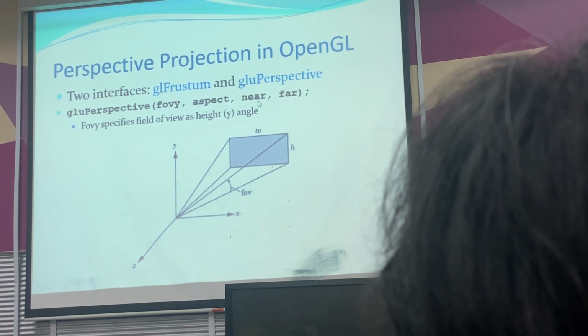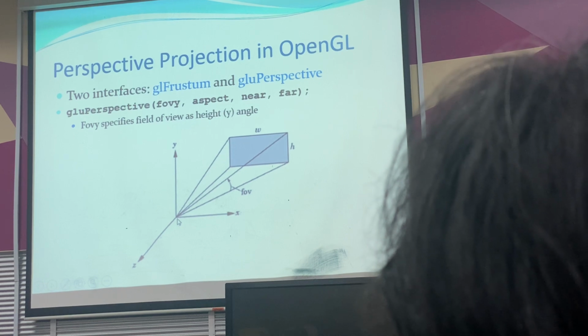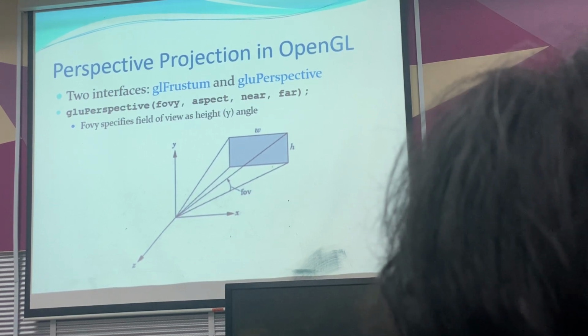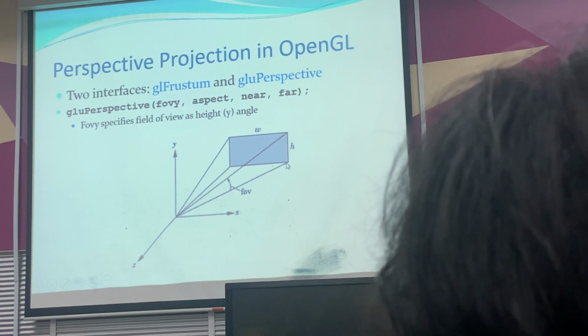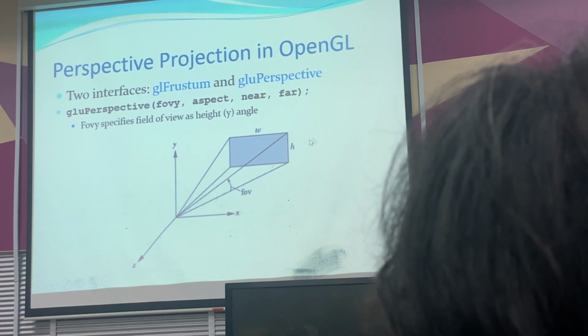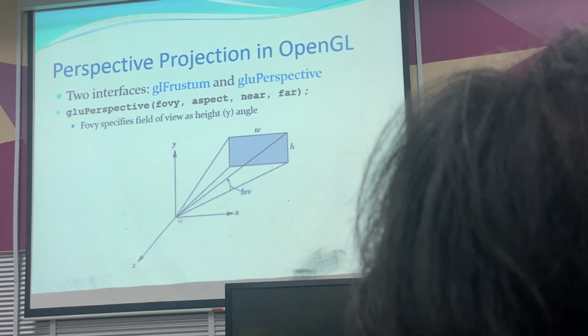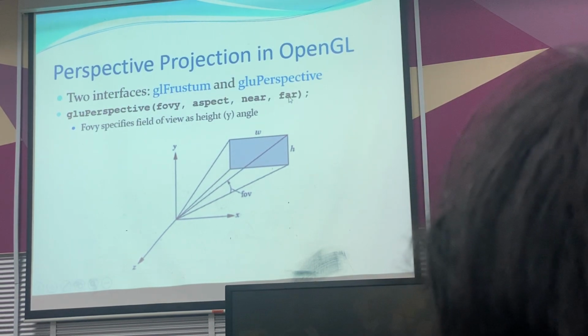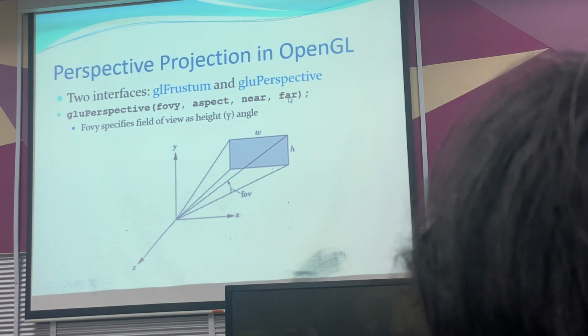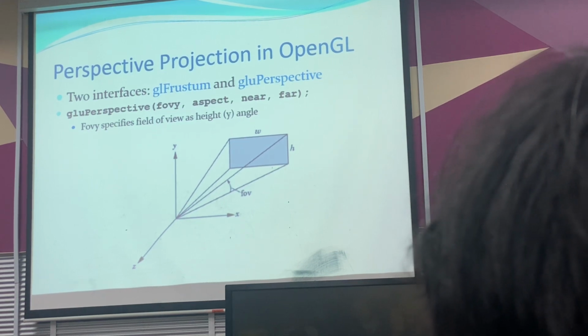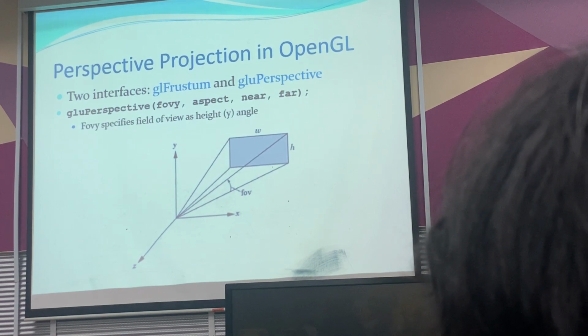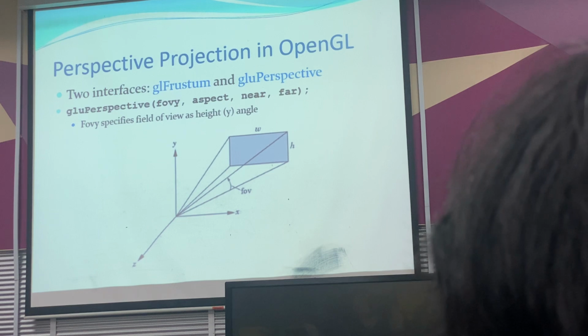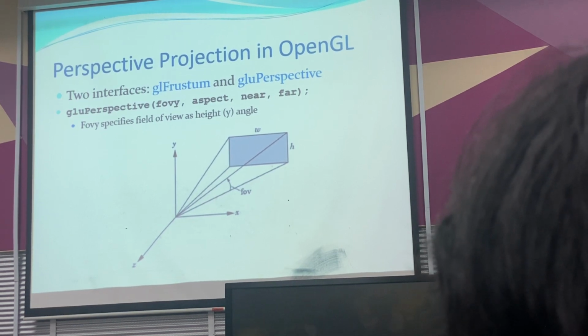Then set your near, which is from your camera to your near plane, and then your far, where you want to put your far plane from your camera. Near and far. So you need to use two commands, glFrustum and gluPerspective, for perspective view, while orthographic only uses glOrtho. All these commands we will do later in practical 5, in the practical class.